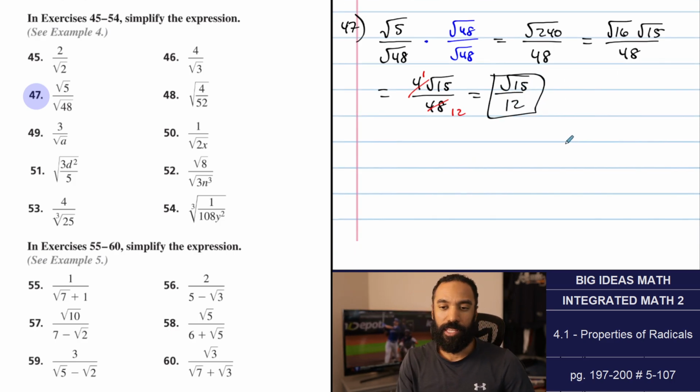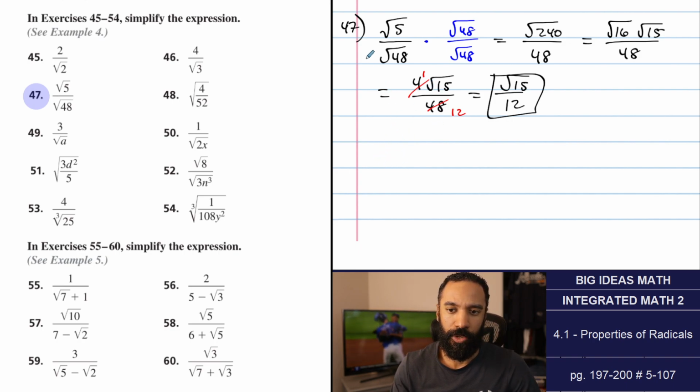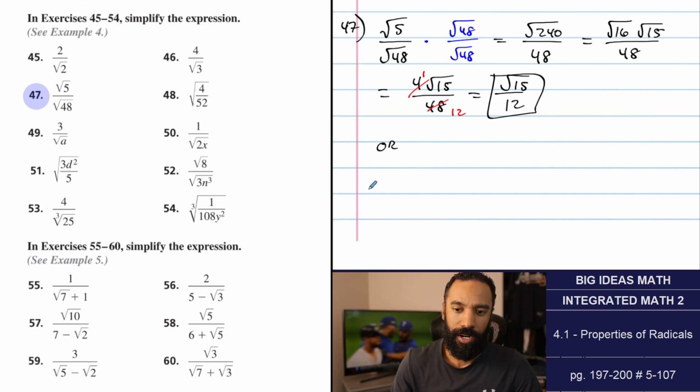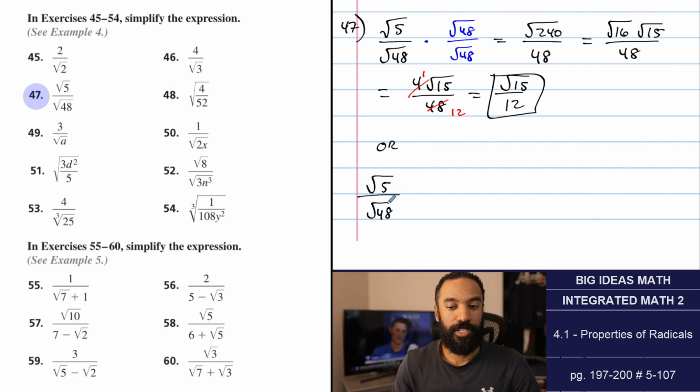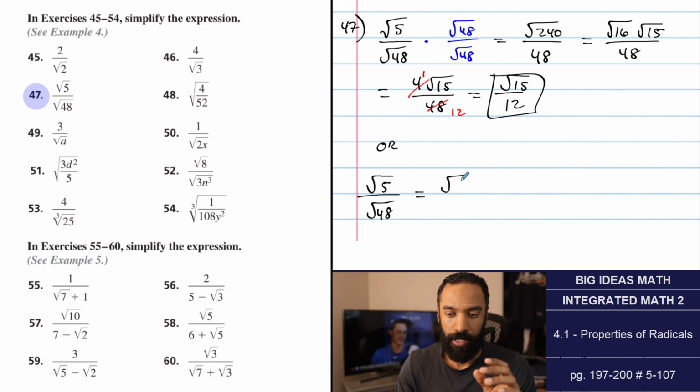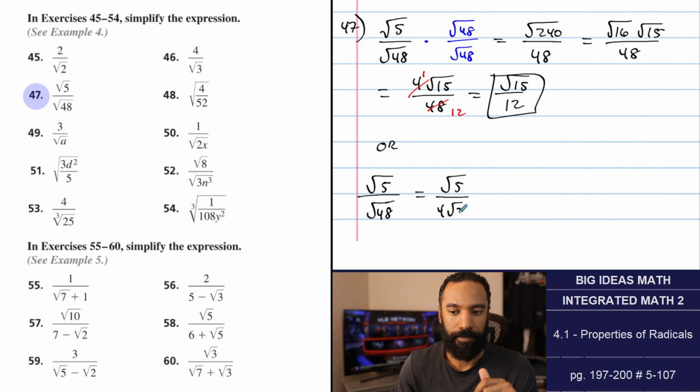However, when I said there were 2 ways to do this, here's the other way to do it. Root 48 itself can simplify already. 48 has a perfect square factor of 16. Here's where I'm going to do this mentally with you guys. Root 16 times root 3 becomes 4 root 3.